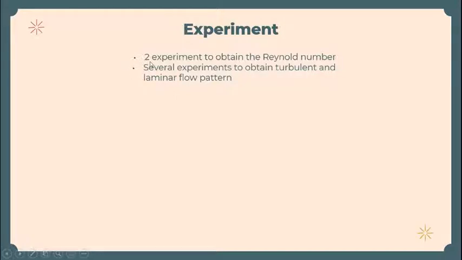The first one, I do 2 experiments to obtain the Reynolds number. Here I record the volumetric flow rate of the water and do some calculation. And the second one, I do several experiments to obtain the turbulent and laminar flow patterns. Here, I am just showing the pattern and ignoring the value of the volumetric flow rate. So I will just show the video and I don't do any calculation in this one.